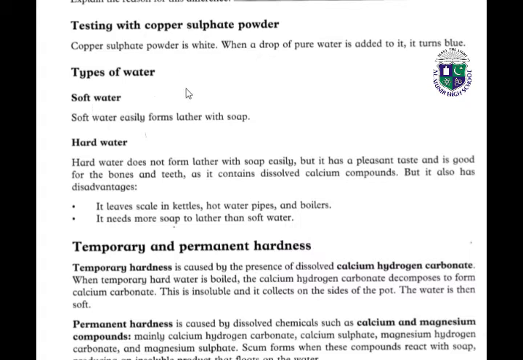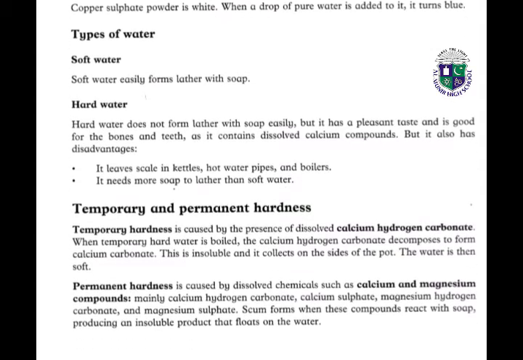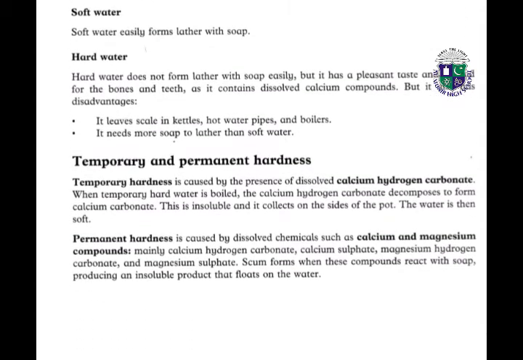Next, we have types of water. How many types of water do we have? Yes, we have two types of water: soft water and hard water. Soft water easily forms lather with soap, and hard water does not form lather with soap easily. Hard water has a pleasant taste and is good for the bones and teeth as it contains dissolved calcium compounds.